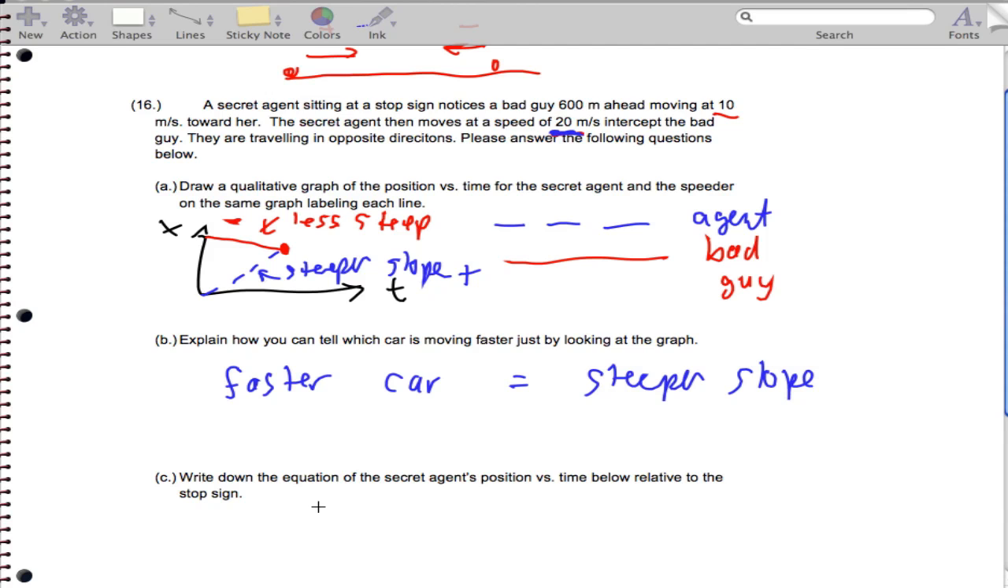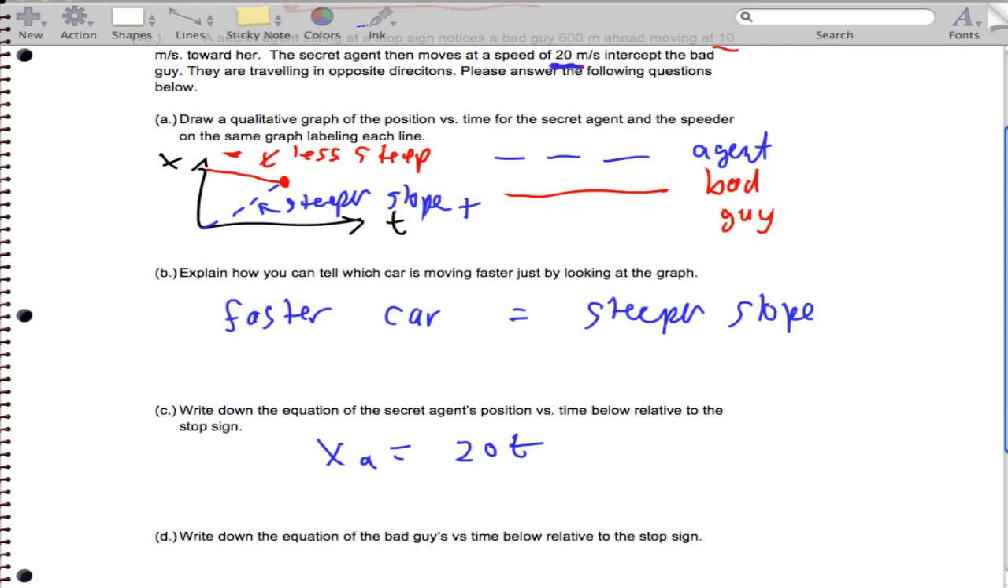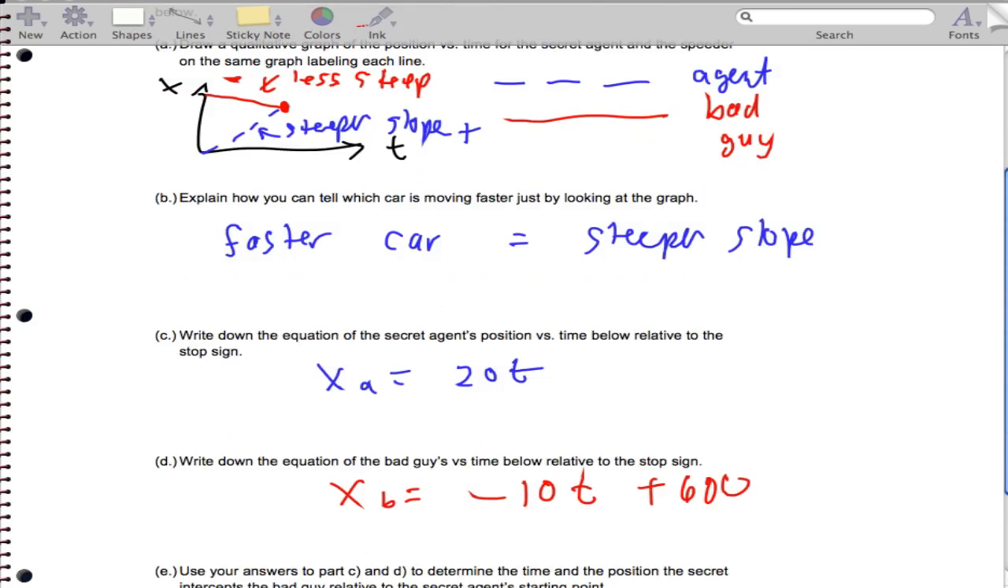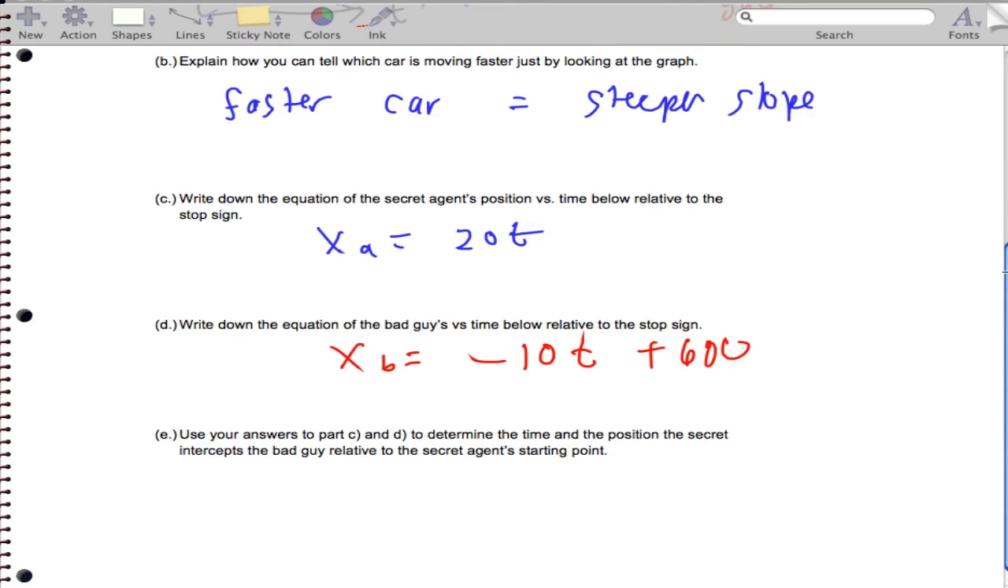Now, I'm going to write down the equation of the secret agent's position as a function of time. So it's actually going to be x of the agent equals 20 times t. And now here's where people mess this up. X of the bad guy is going to be negative 10t plus 600 because it's moving backwards. So to get where things end up, you use the same logic as the last problem. You set these equal.